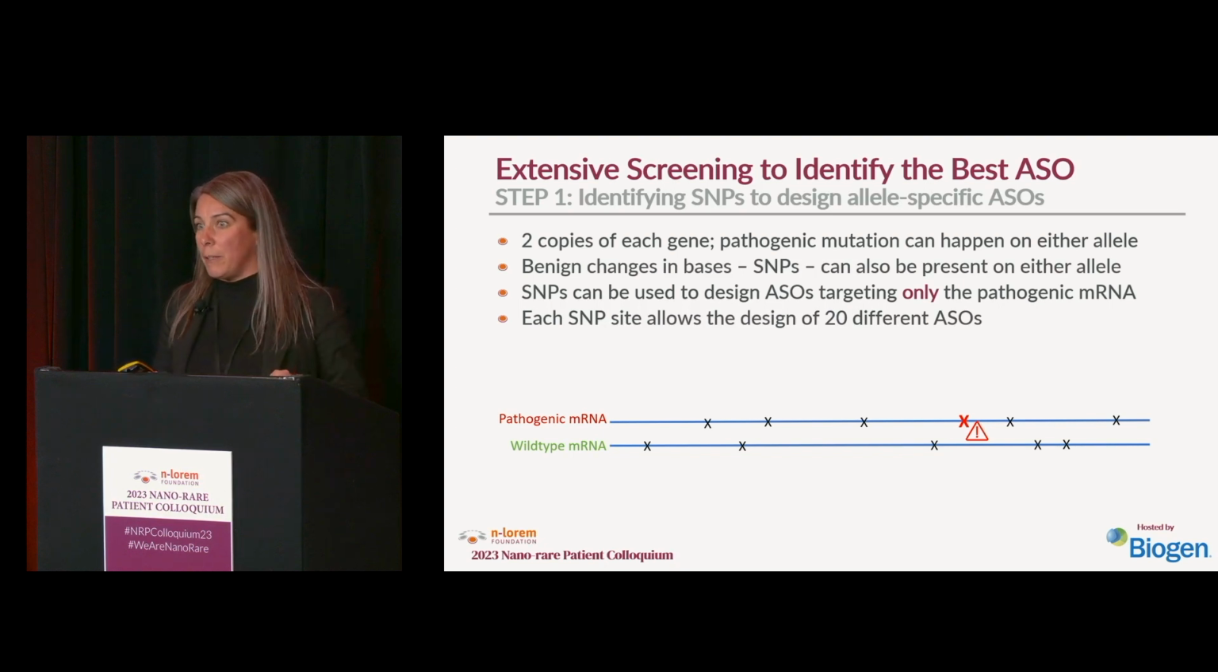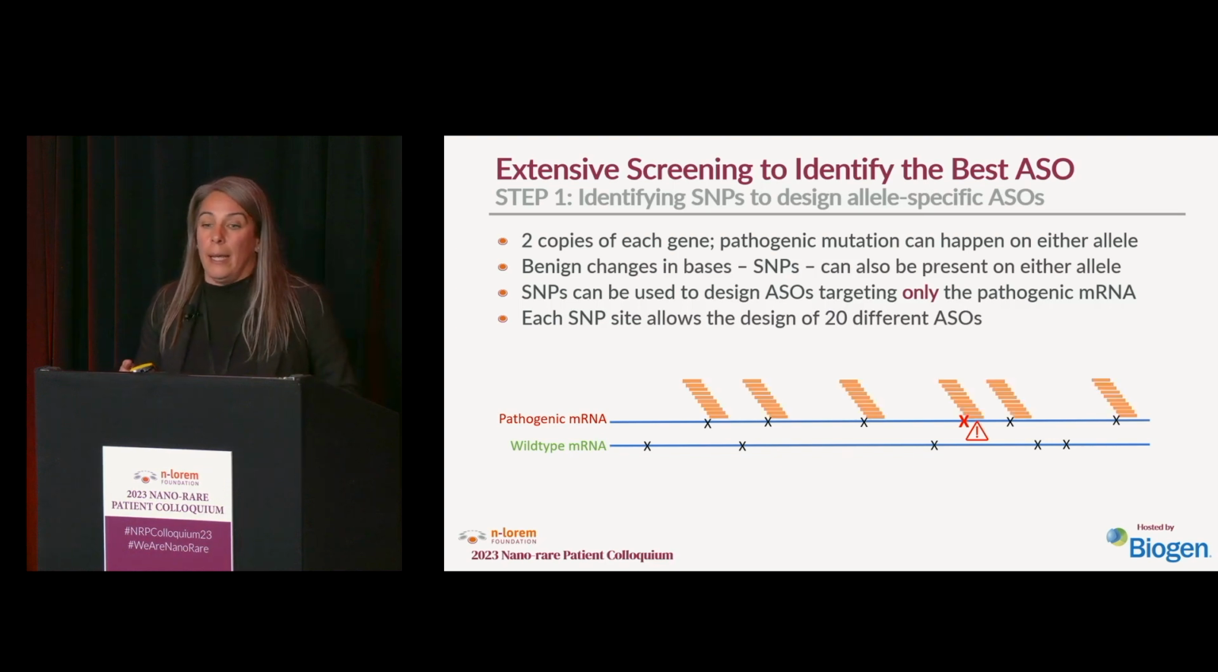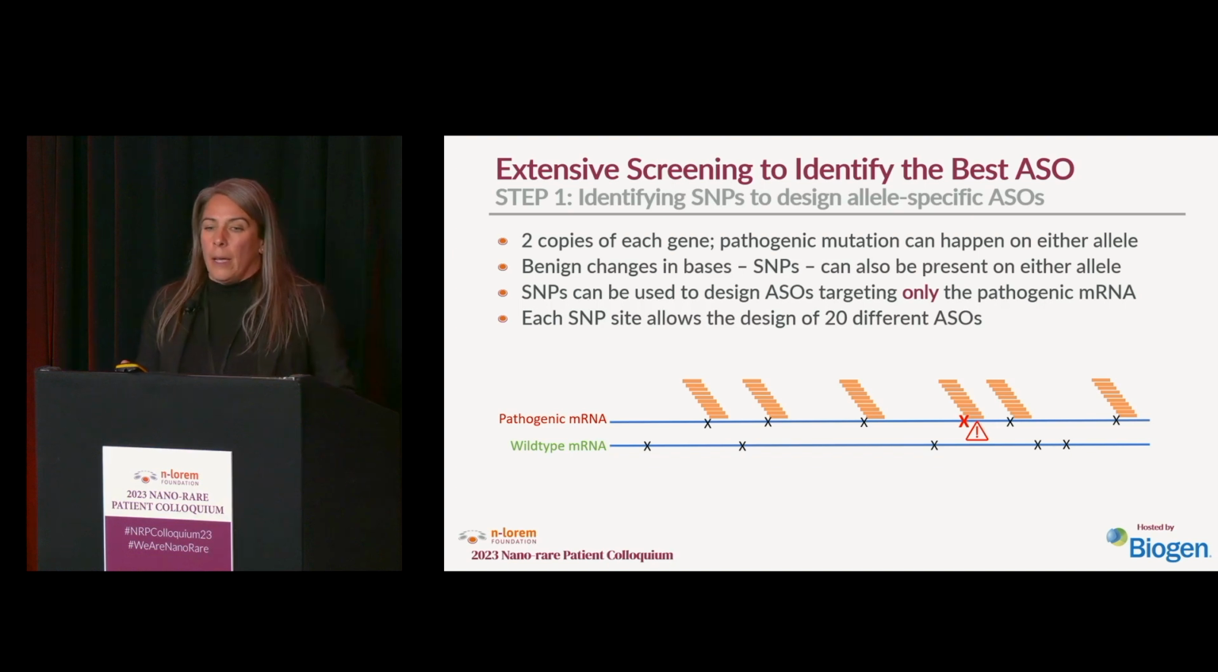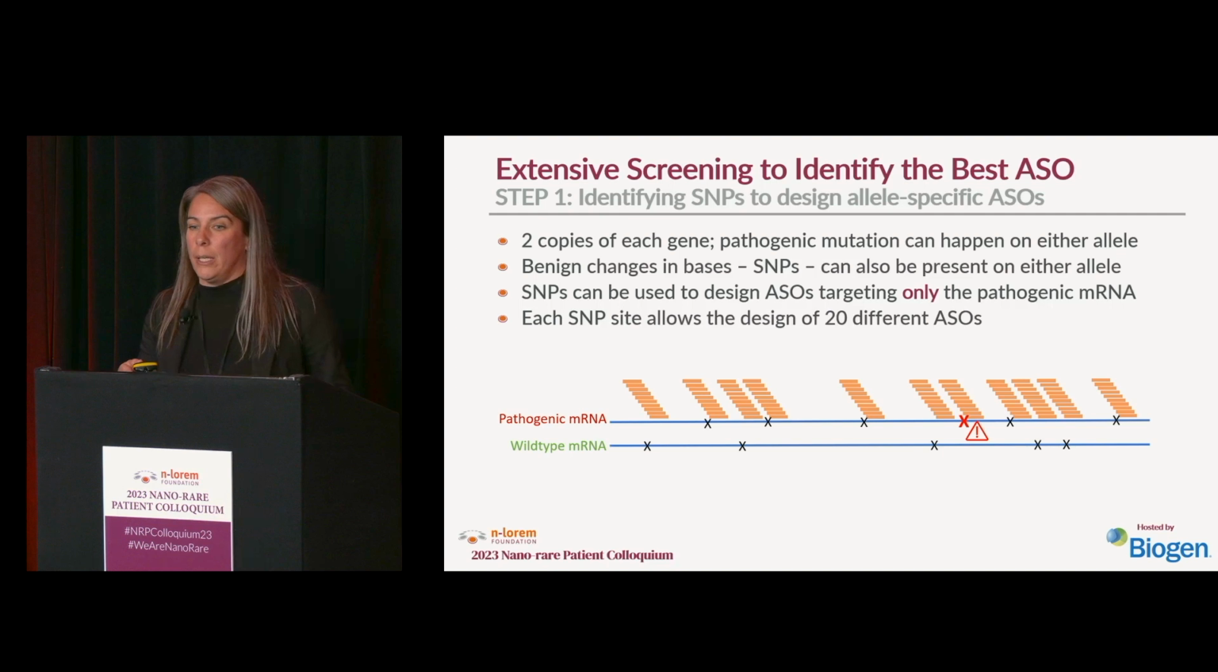Because at these specific sites, the sequence is different on both alleles. And so we can use this to design ASOs that will recognize or bind just to one copy of the mRNA. And in addition, we can also use the sites that are opposite. So the sites on the pathogenic mRNA that have the normal sequence, but that are opposite to a SNP, because again, at this site, the sequence is different. And so we can design ASOs that will be specific for the pathogenic mRNA.